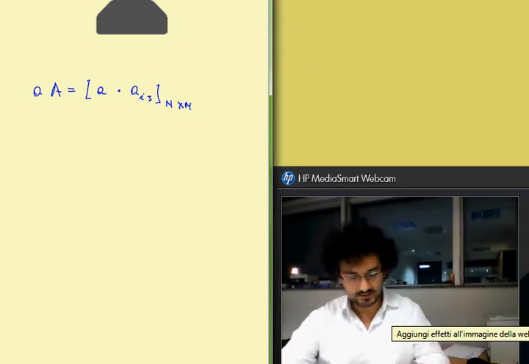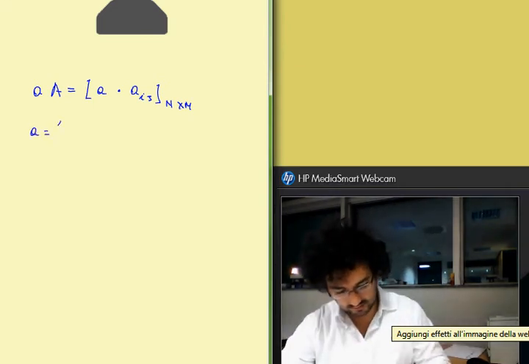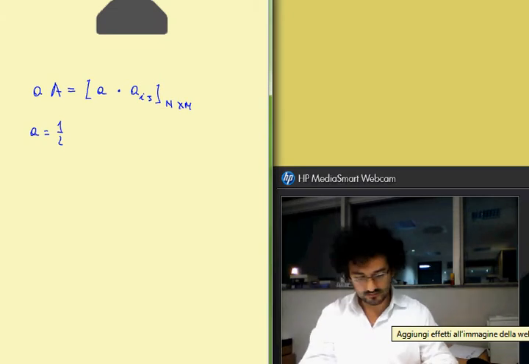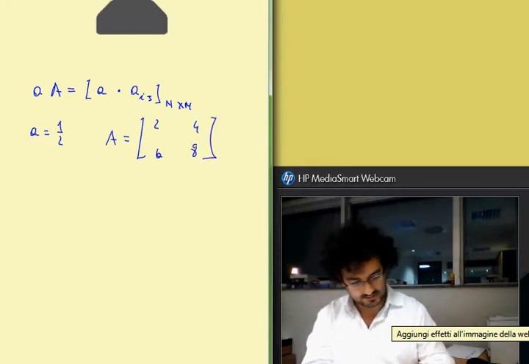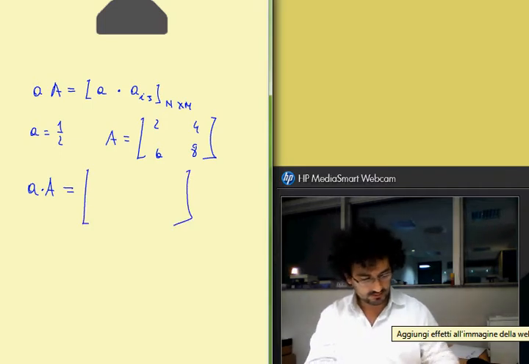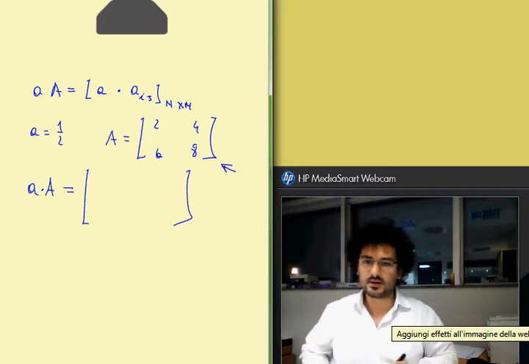For instance, we can consider the scalar a equal to 1/2 and matrix A equal to 2, 4, 6, 8. Very simple example. In this case, we can consider the product of the scalar a and matrix A, which is equal to a 2 by 2 matrix, because the dimension is the same as matrix A.